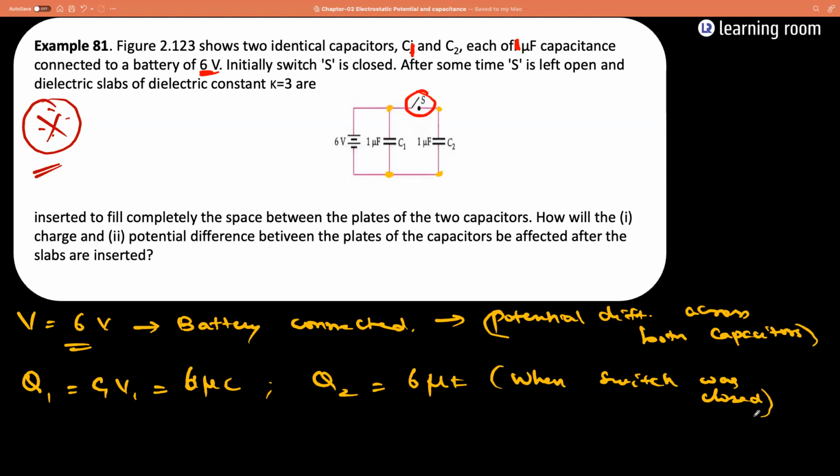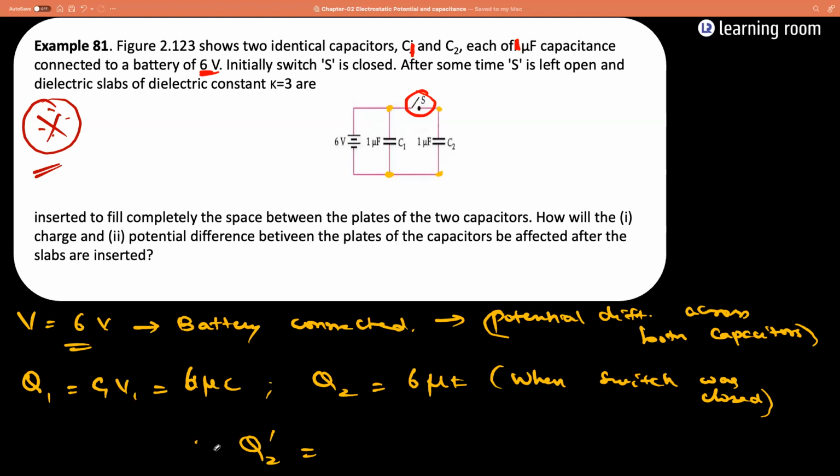Correct? Because initially, what did they mention? Initially, the switch was closed only. After that, what is going to be the value of Q1 dash? Q1 dash is still going to be 6 microcoulomb, but what about Q2 dash? Sorry, it's my mistake, one minute. There is a dielectric inserted, no?